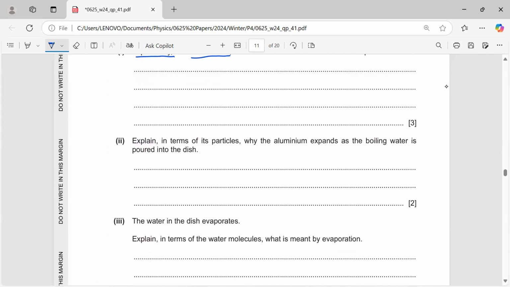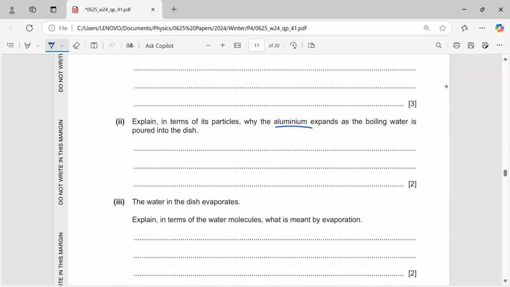Second part: explain in terms of particles why aluminum expands as the boiling water is poured into the dish. As temperature increases, the particles start vibrating, and as they vibrate to and fro from their initial positions, the distance between them keeps on increasing, which helps them to expand. So the particles gain kinetic energy. The separation of the aluminum particles increases. They are moving further apart from each other.